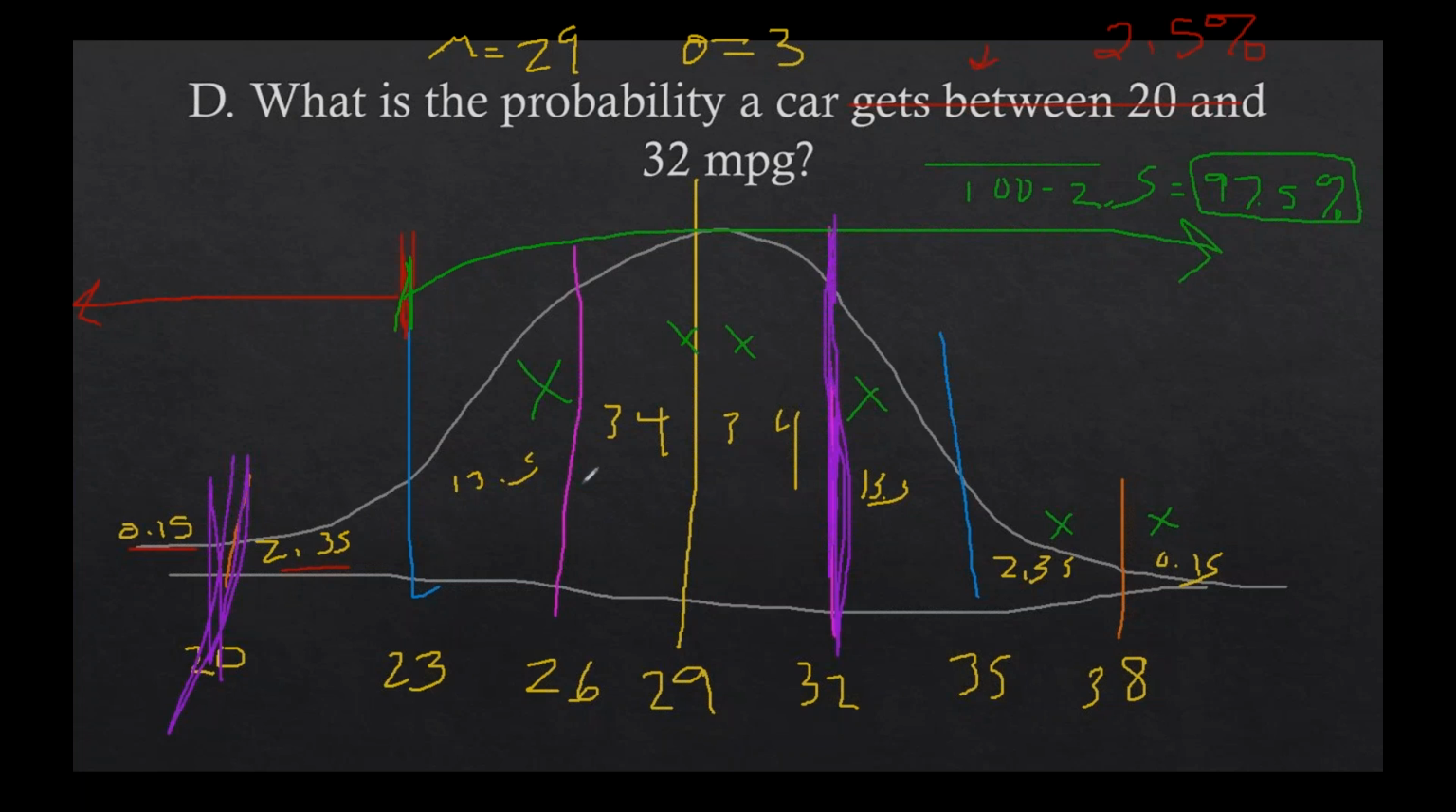Yeah, Stacy, exactly. You just add those numbers together. So all of the numbers that fall between purple and purple, 2.35, 13.5, 34 plus 34. If I add those together, that's going to give me the probability between those two values. What do you get when you add those four numbers together? 83.85%. Yep.